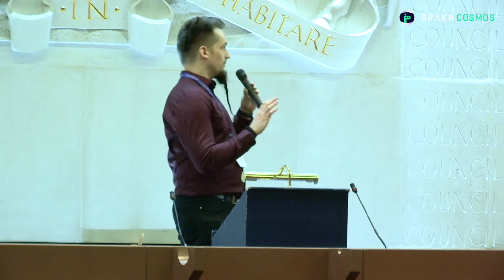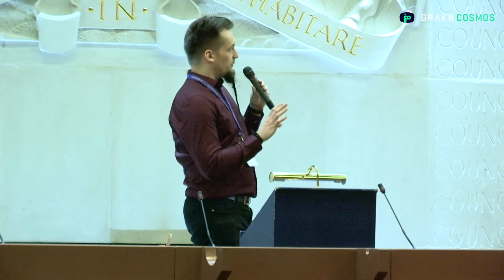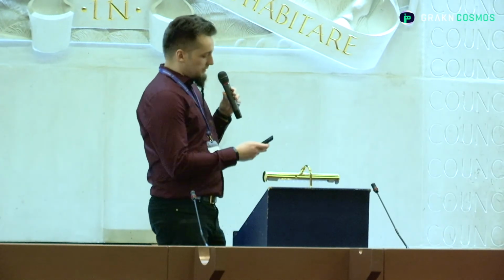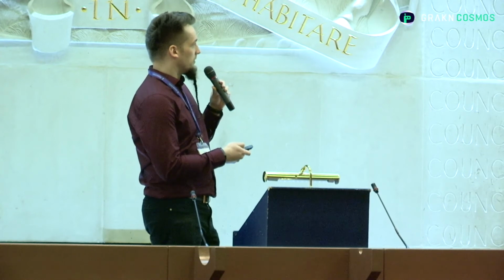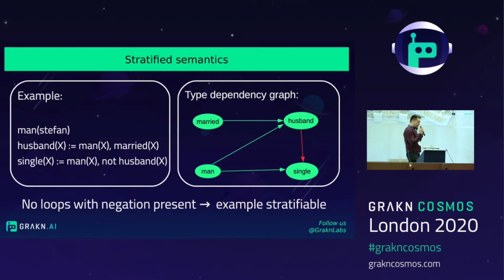So that's great. So we have our minimal model, but this is all provided a certification actually exists. So how to make sure we can actually stratify our rules? And the simple answer is we look at the type dependency graph. Now, what a type dependency graph is.